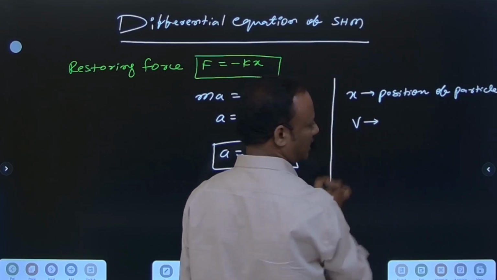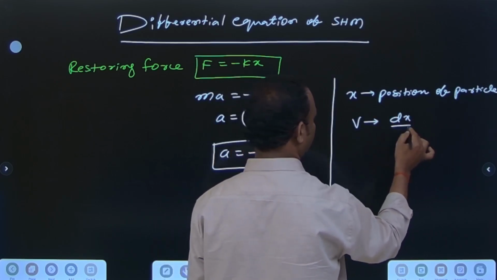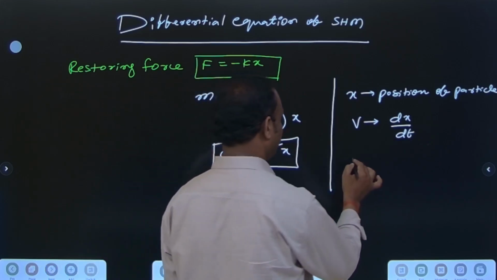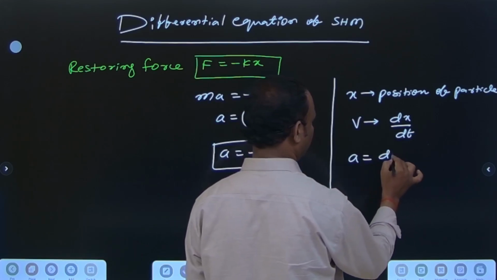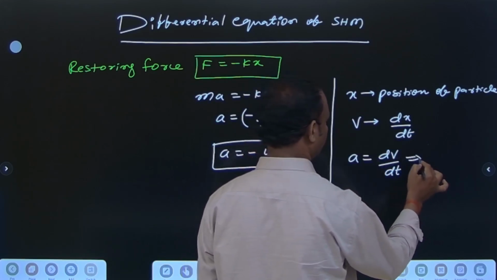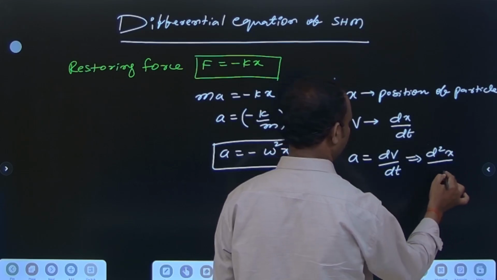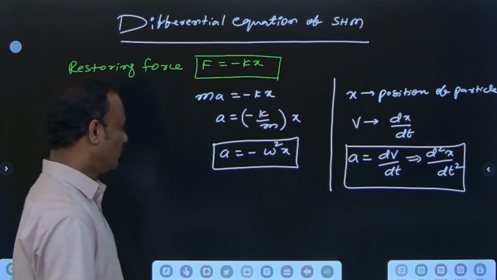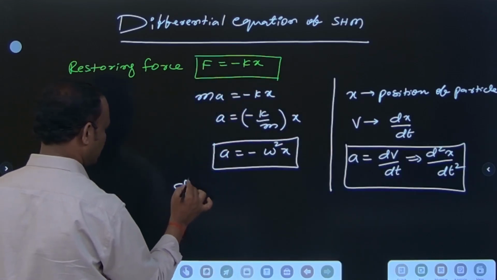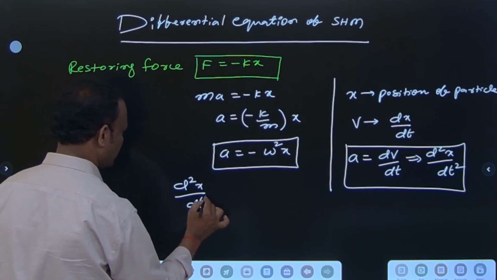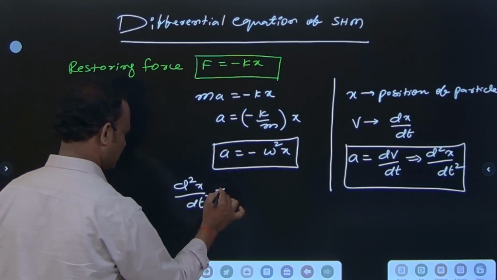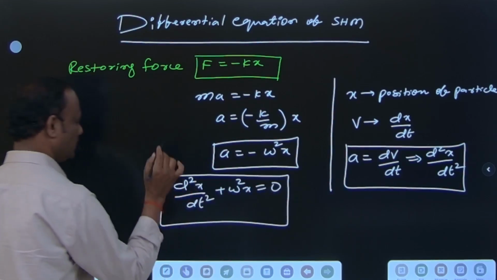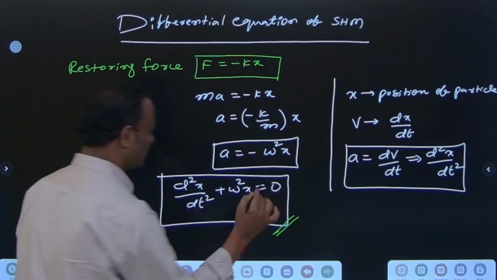V gives what? Velocity. V is equal to what? dx by dt. Correct. V stands for velocity. If you want to write acceleration, A is equal to dv by dt. This we can also write as d square x by dt square, the linear form. Now, in place of A, I can write d square x by dt square plus omega square x is equal to 0, the differential form of SHM.